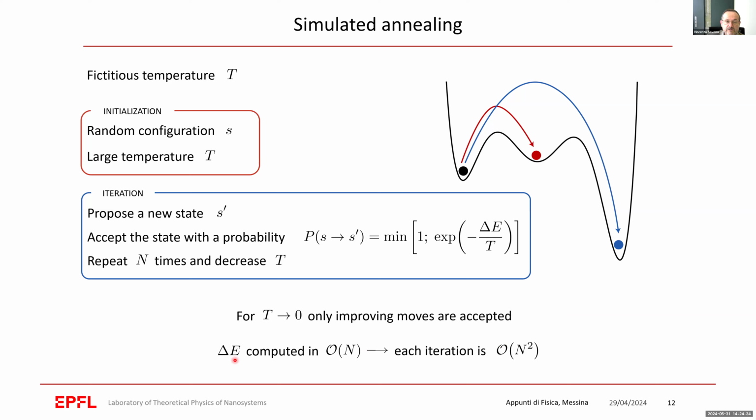This algorithm is very, very simple to write. I played the game, I asked ChatGPT to write it for me, and it came out perfectly. I did copy paste and it ran. It's very simple to write, and it's also very efficient because it is of order n squared, where n is the number of binary variables. However, it can be not very efficient, as I will show you with our numerical experiments.